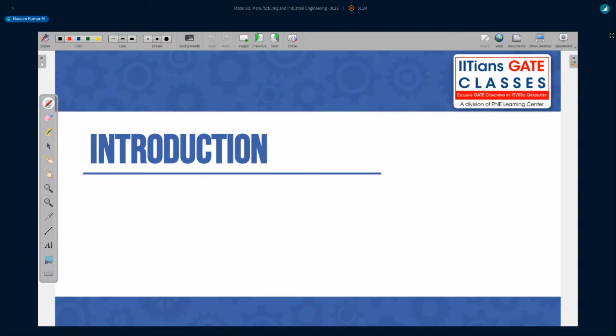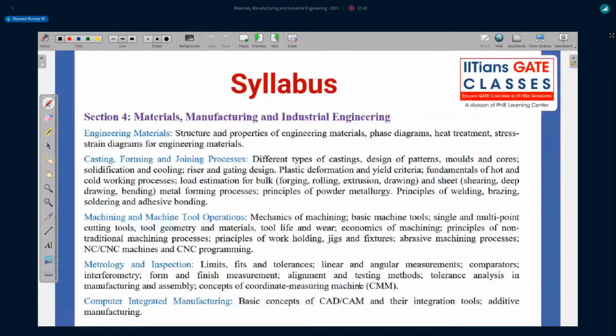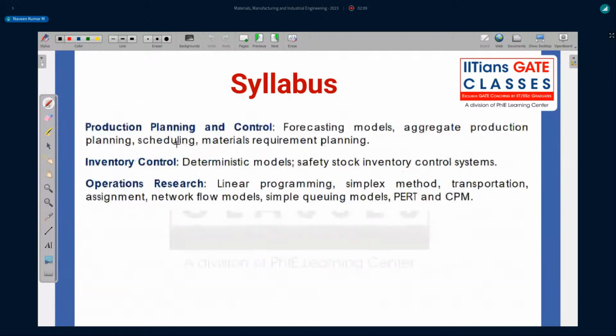Let me give you a small introduction on what manufacturing is. Okay, before that, let's go to the syllabus. You can see here in section 4, we have engineering materials, casting, forming and joining processes, machining and machine tool operations, metrology and inspection, and computer integrated manufacturing. All these come under materials and manufacturing. The industrial engineering syllabus is in the next slide: production planning and control, inventory control, and operations research.